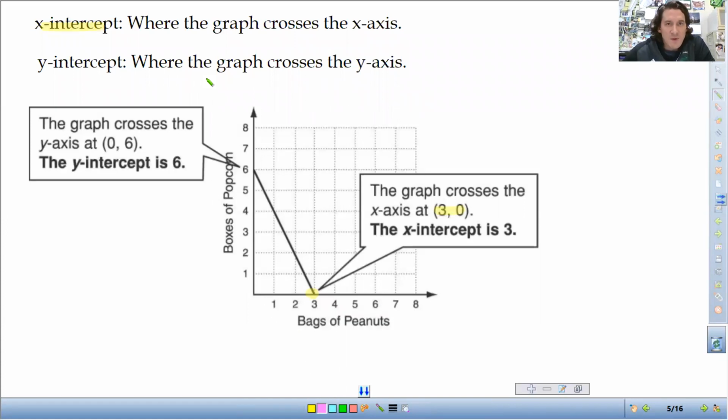The y-intercept is where the graph crosses the y-axis. The y-axis is the vertical line. So that's going to be at that point right there, 0, 6. So we list the y value second. All right. And so let's look at a couple of examples.